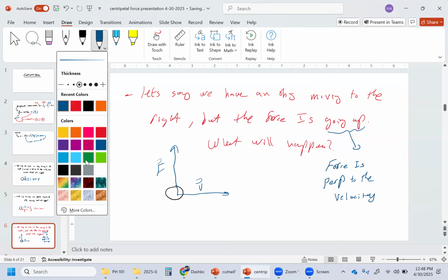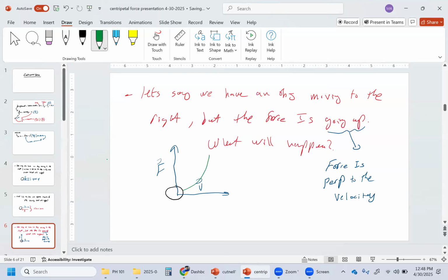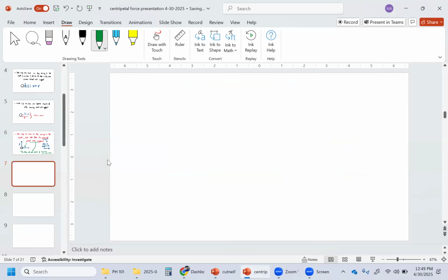So what would happen in this case? Well, the object will turn. The object will not speed up or slow down. It will turn. And that's what we talk about as centripetal force.